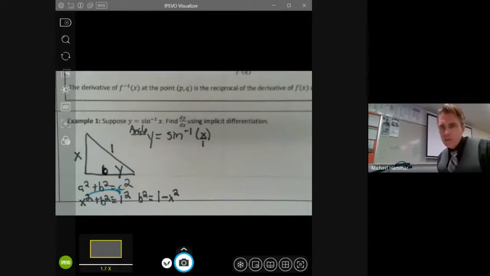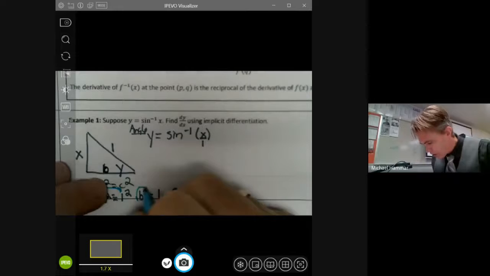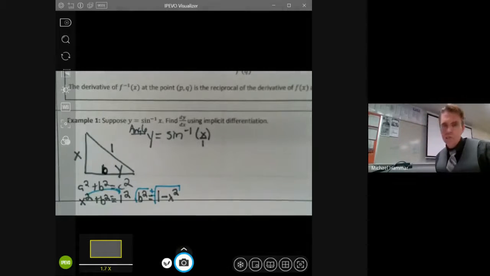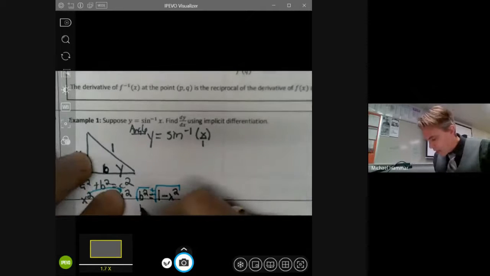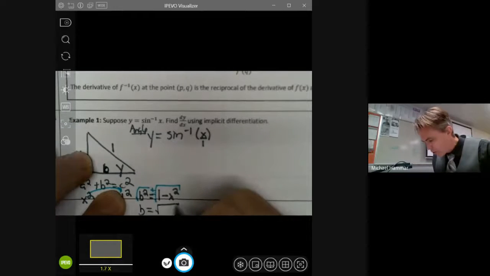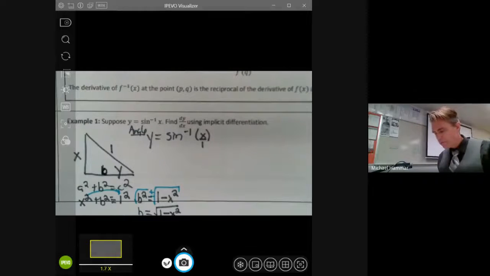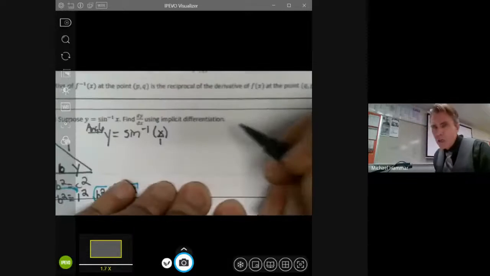And then you need to take the square root of both sides. And remember, when you take the square root, it's plus or minus. But here's the thing. We are only going to use the positive because you can't have a negative side in real life. So b is going to equal the square root of 1 minus x squared. So let's draw that over here.